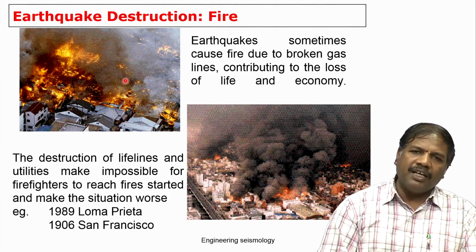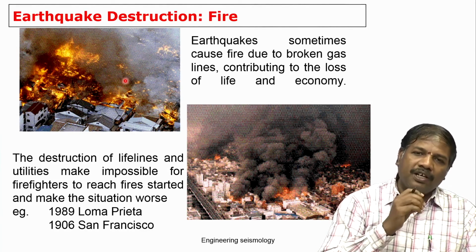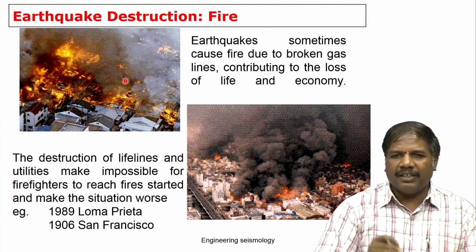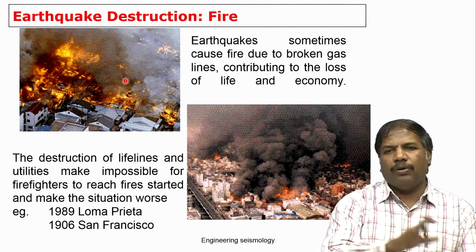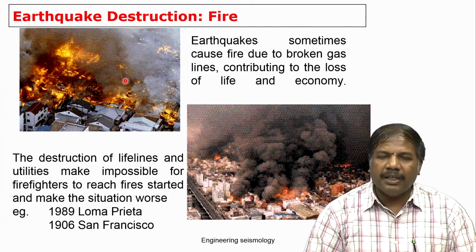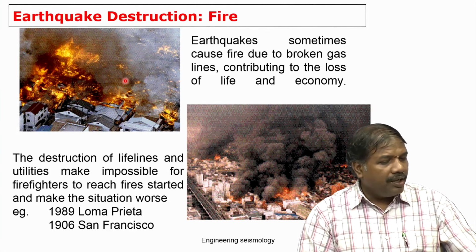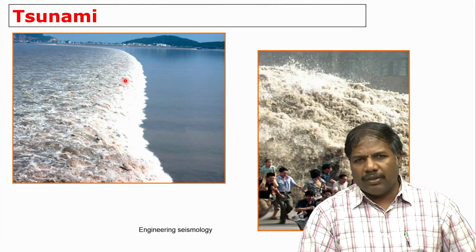That means the houses are intact, people did not die from collapse, but the fire created by the leakage of gas as well as the electrical short circuiting spread all over the city and many people died. So, fire is also one of the major hazards among the different hazards in an earthquake. After the fire, the other one is the tsunami.